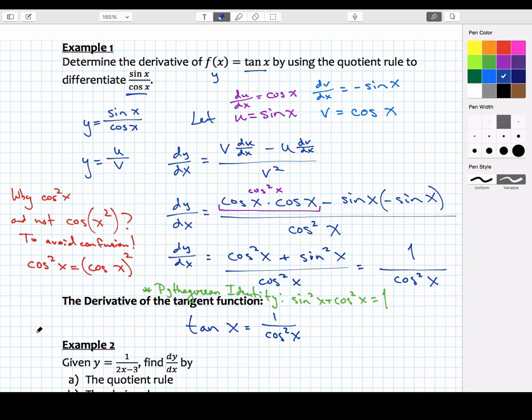Should it be tan dash x, not tan x? Yes, thank you. So I guess what I can say is, that's what I should write: the derivative of tan x.